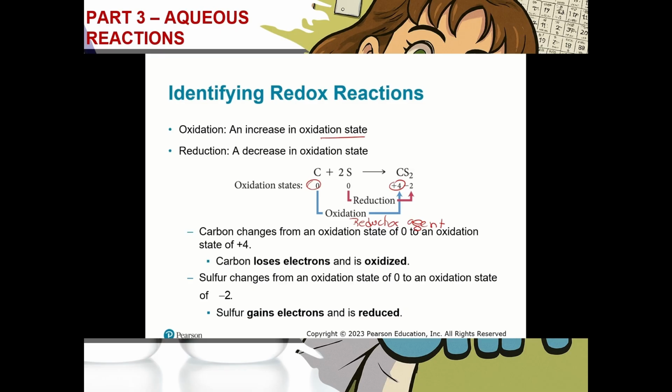Okay, and this one is the oxidizing agent. Okay, some books will say reducing agent and oxidizing agent. So carbon loses, sulfur gains.